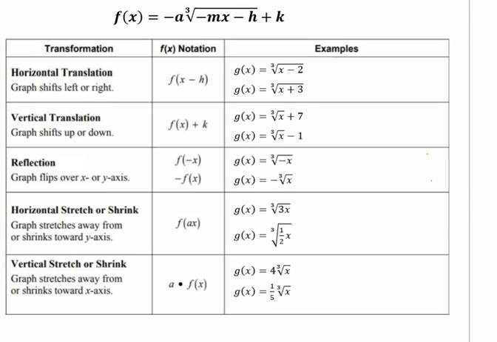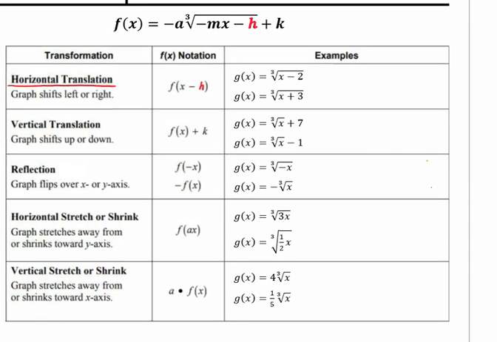All right, so first, the h. The h deals with the horizontal translation, so it either shifts things left or right. Now notice that we see a minus with the h right now. And when we see a minus in our problem, we actually are going to move to the right 2 places there. But when we see a plus, we're going to move to the left. So when things are on the inside, they do the opposite of what you think they should.